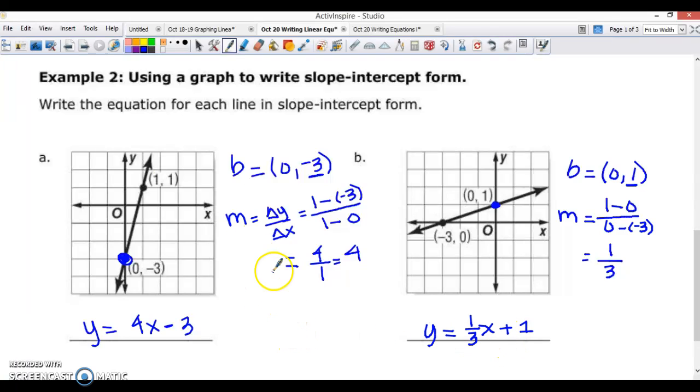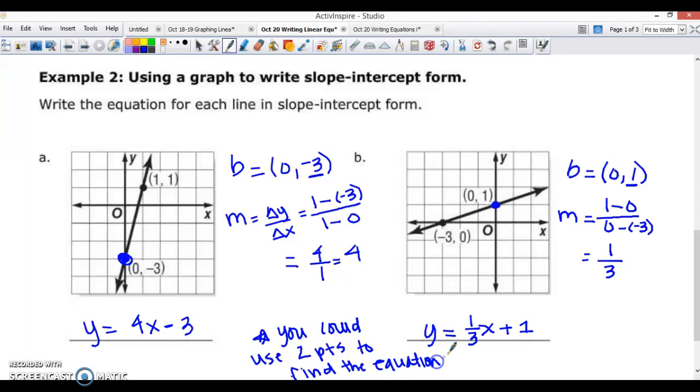Well, what else can we gain from these two graphs? Both graphs had 2 points. So could we find the slope given 2 points? Yes, you can. You could use 2 points to find the equation too. We're about to find that out on the next page. Okay, let's go to the next page.